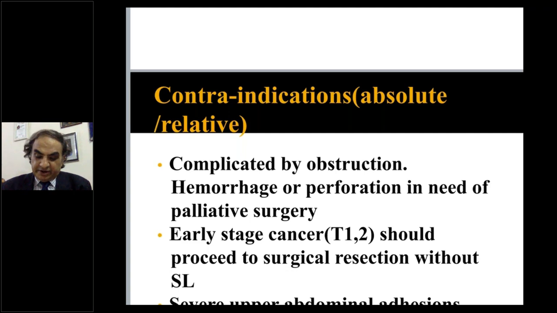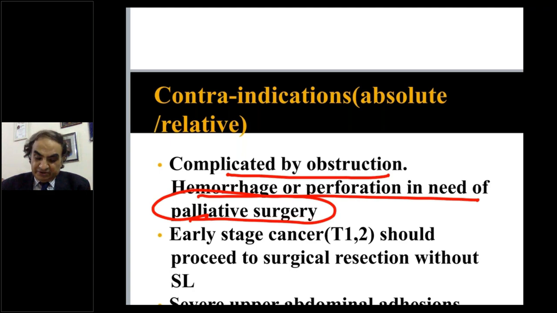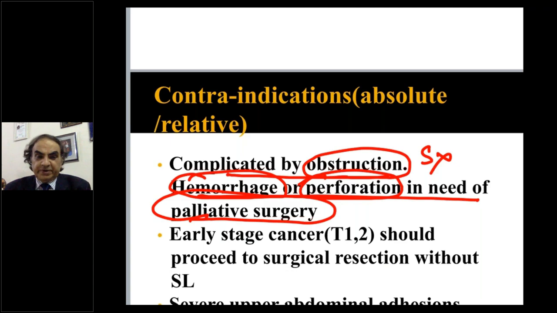What are the absolute and relative contraindications in cancer stomach? If there is obstruction. There is gastric outlet obstruction, you're putting in a scope, you already know the stage. It'll be late, right? Or there is hemorrhage or perforation and needs palliative surgery, you're wasting time. There's no point diagnosing or over-diagnosing it. You're going in for surgery anyway. You have to go in for surgery. Because they are both emergencies, obstruction and hemorrhage and perforation. So what are you trying to find out? We are going to operate these patients anyway. And this is not a curative surgery we are going in for, so there is no problem.